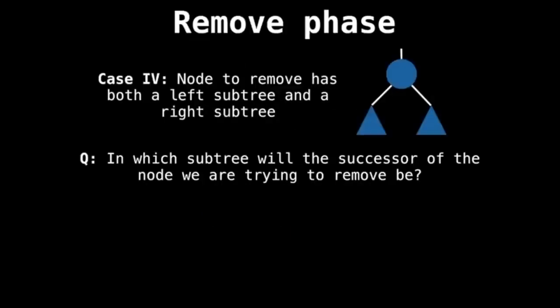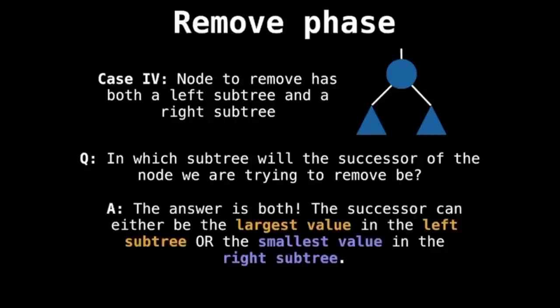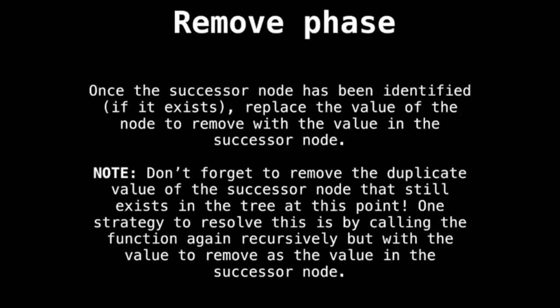So the last case is when the node we're trying to remove has both a left subtree and a right subtree. So the question in this case is, in which subtree will we find the successor of the node we're trying to remove? And surprisingly, or not surprisingly, the answer is both. The successor can either be the largest value in the left subtree or the smallest value in the right subtree. Once the successor node has been found in either that left or right subtree, we replace the value of the node to remove with the value in the successor node.